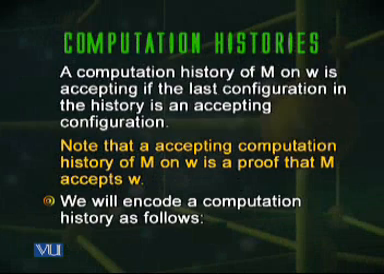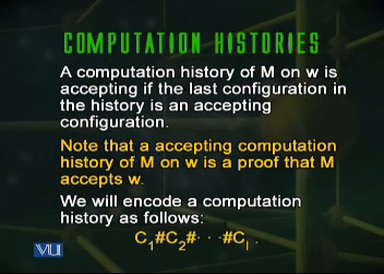We will encode a configuration into a string as follows. Suppose C1, C2, C3 all the way up to CL is a computation history. We can encode this computation history by writing the first configuration, putting a hash sign, writing the second configuration, putting a hash sign, and so on and so forth till we write down the last configuration. So we can encode computation histories into strings.